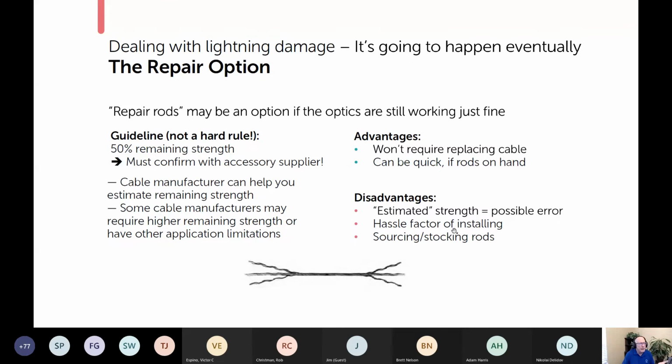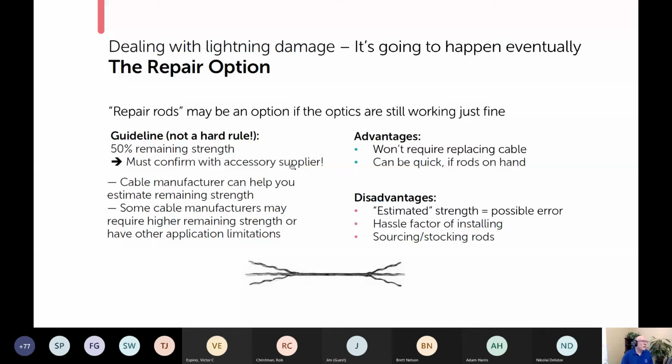There can be a hassle factor of installing, right? It's easy if you've got some damage, I don't know, 6 inches off the dead end close to a structure. It's hard if it's in the middle of a span that's 2,000 feet long. There's more involved in the second situation. So there is that. Of course, it's still probably a lot easier than replacing the cable. And of course, you have to source or stock these repair rods.